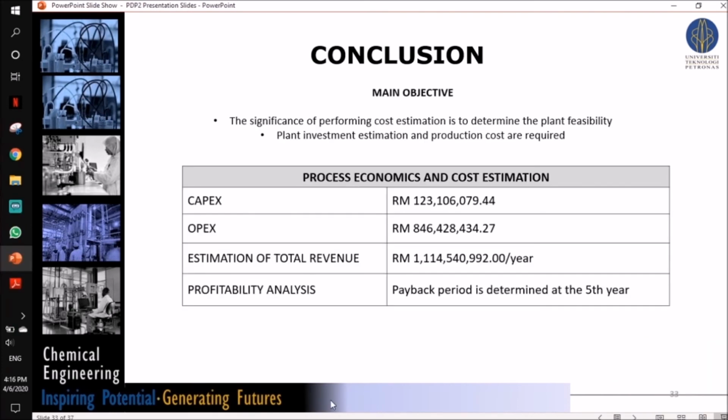Next, the significance of performing cost estimation is to determine the plant feasibility. The plant is expected to operate for 8,000 hours per annum. We also conducted plant investment estimation and the production costs that are required, which are CapEx, OpEx, estimation of total revenue, and profitability analysis that were discussed before by Nabil and Tan. The payback period is determined at the 5th year, where the cumulative cash flow of the plant is positive.